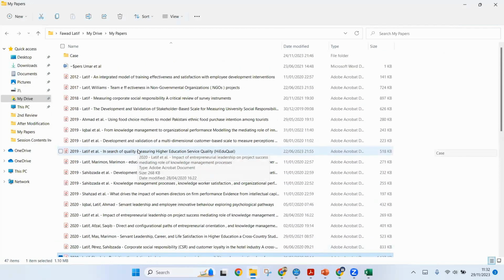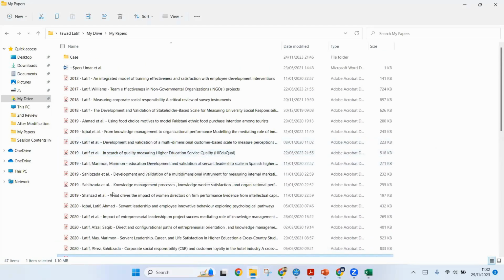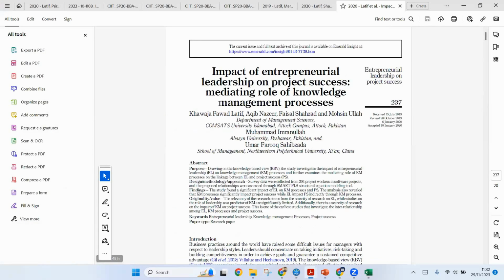Okay, where is it? So before us, nobody wrote anything on entrepreneurial leadership and project success. Nobody. Since nobody recommended it, we said that, okay, since there is no research, we are going to do it. But then again, we explained why it is important to be done. Why is it important to link entrepreneurial leadership to project success?